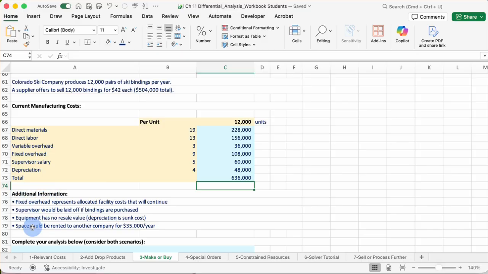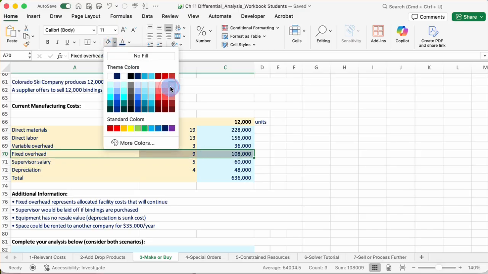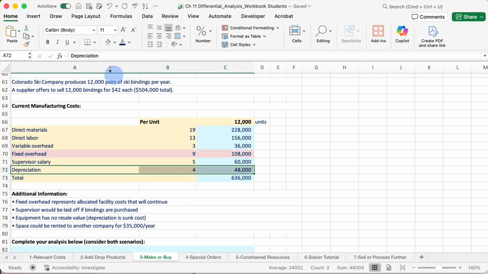When we see this additional information, we see that fixed overhead represents allocated facility costs that will continue. So we are not going to eliminate this. I'm going to highlight it. Our supervisor would be laid off, so that's gone. So we can get rid of that. Equipment has no resale value and depreciation is a sunk cost. So we're not going to eliminate this. And there is an opportunity cost of renting out the space for $35. Oh my gosh, not $35, $35,000 per year.